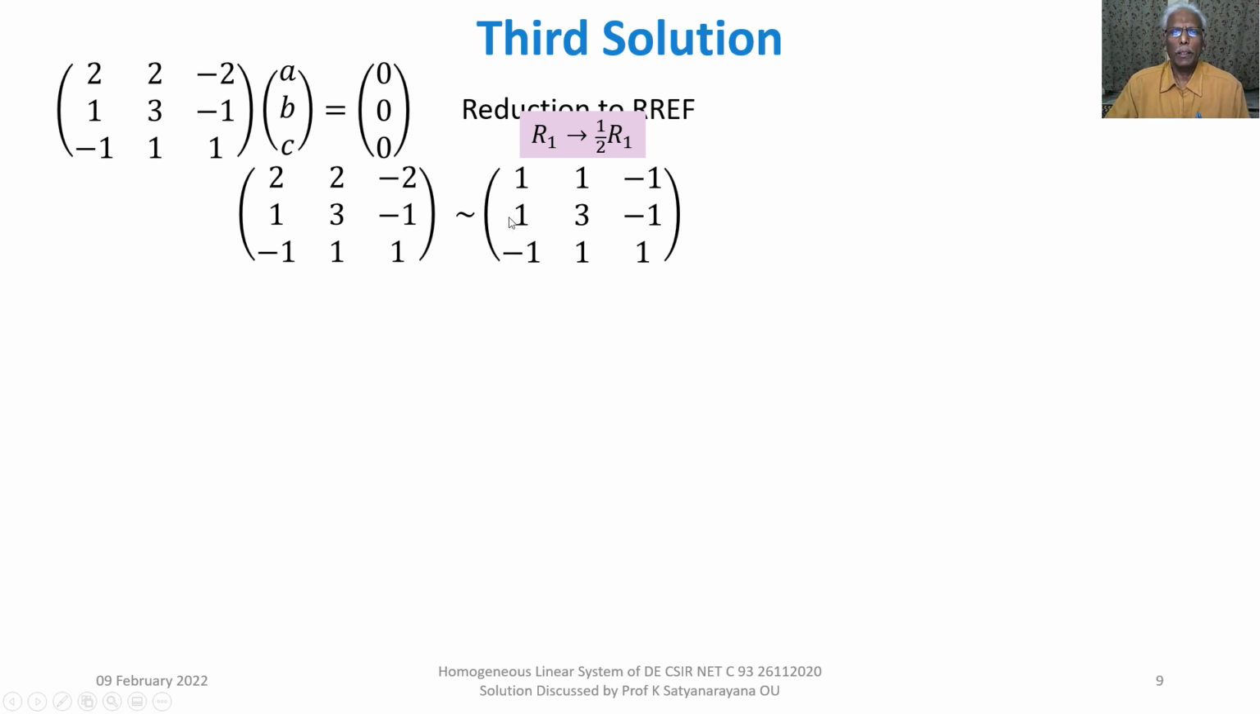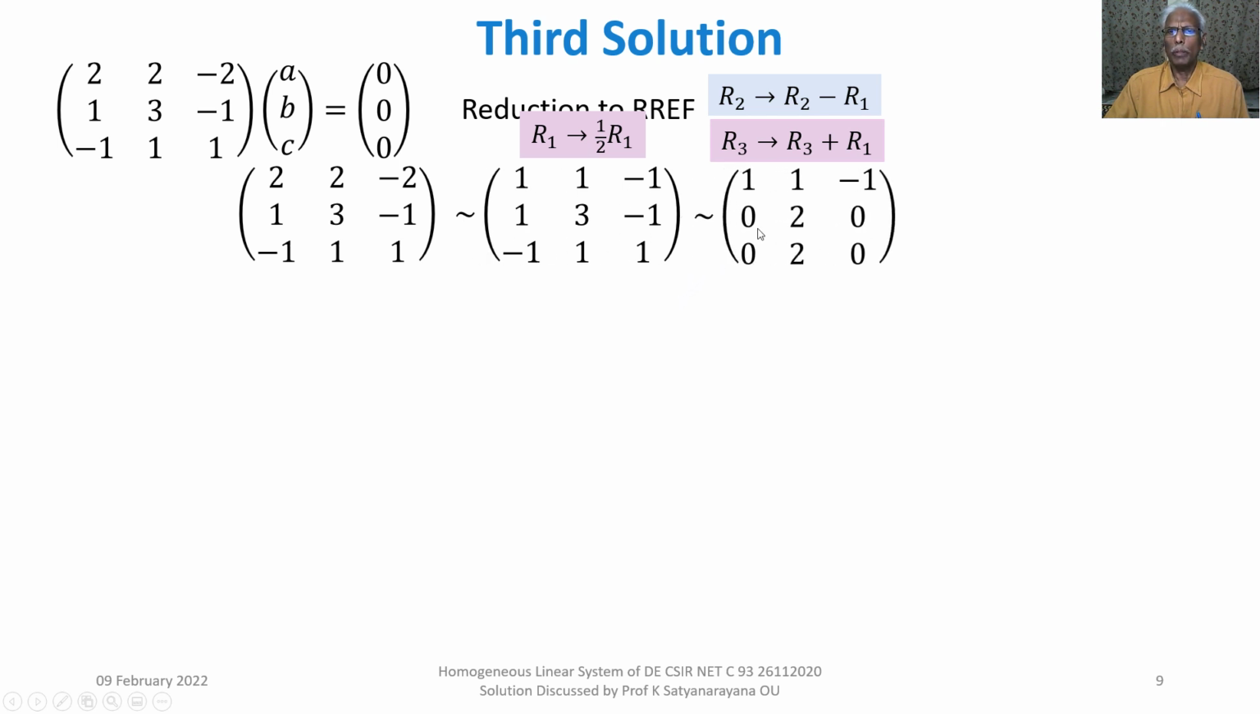Now we will make this entry 0 and this entry 0. To make this entry 0, we will subtract the entries of the first row from the second row. To make this 0, we will add the entries of the first row to the third row. And then the second row will become 0, 0, 0, and the third row 0, 0, 0.